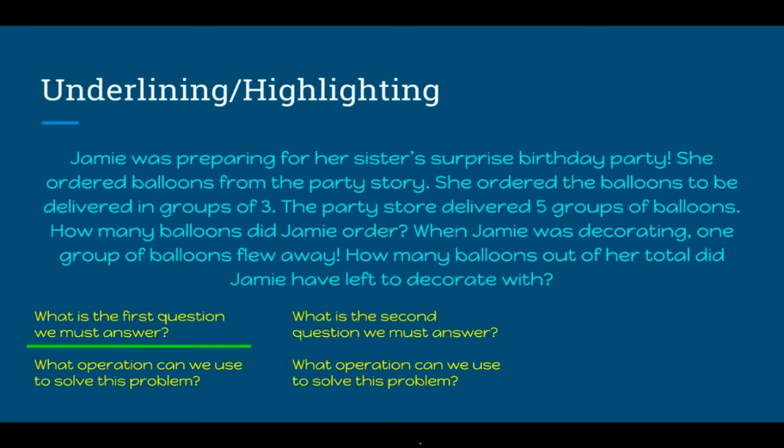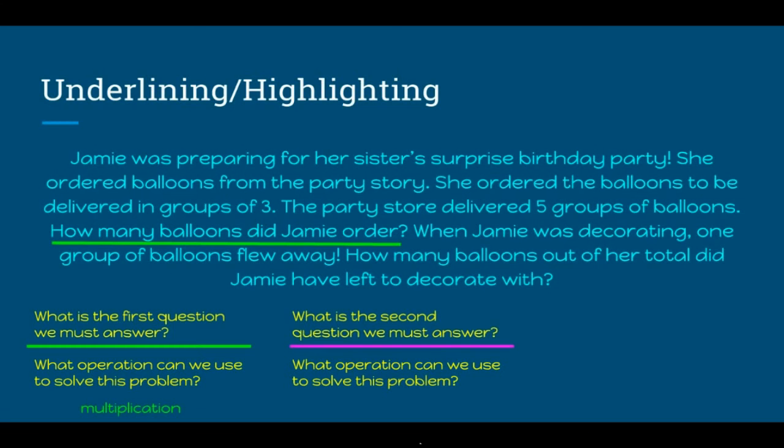The first question we're going to represent with a green line underneath. The first question I had to answer was, how many balloons did Jamie order? And I chose multiplication as the operation for this because she ordered 5 groups of balloons and there were 3 balloons in each group. I hear equal groups and I hear the word groups. So to me, that signals multiplication.